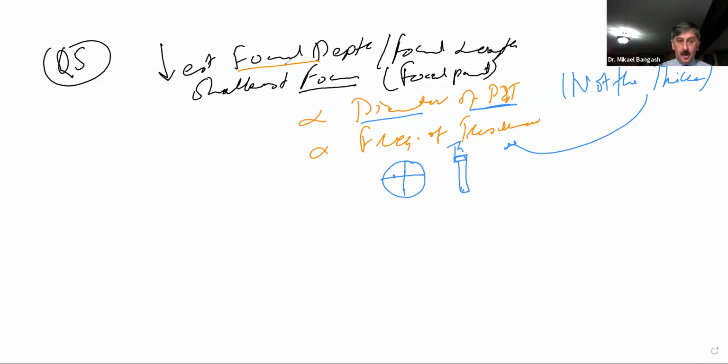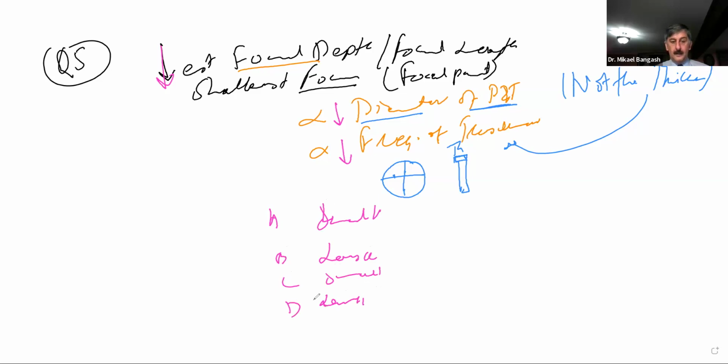Now, what are we looking for? The smallest focus, the shallowest focal point, right? Shallowest focal point is going to mean the smallest diameter and the lowest frequency. Clear? So when we say small diameter, large diameter, small diameter, large diameter, that's A, B, C, D.